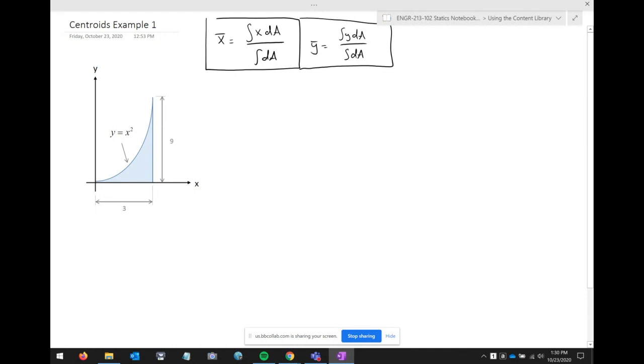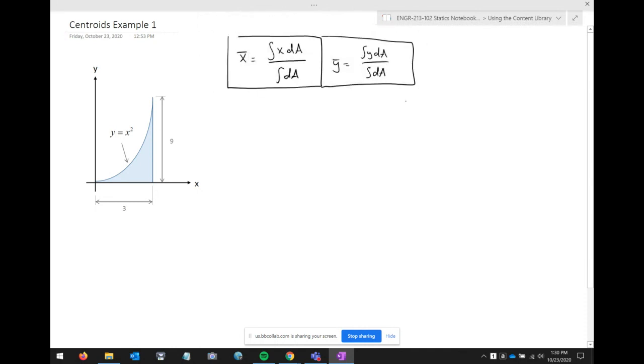So this is just a weighted average. You know, nothing really all that complicated. It's just a weighted average written in integral form.